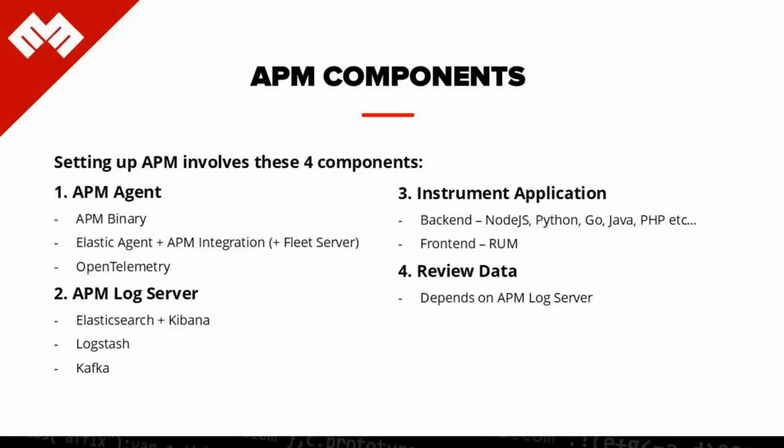Next is the APM Log Server. The APM agent can ship data to either Elasticsearch, Logstash, or Kafka. So let's discuss each of these output options. First, let's talk about Elasticsearch. Elasticsearch is a distributed data store that can do many different things. But for simplicity's sake, you can think of Elasticsearch as a NoSQL database like MongoDB.